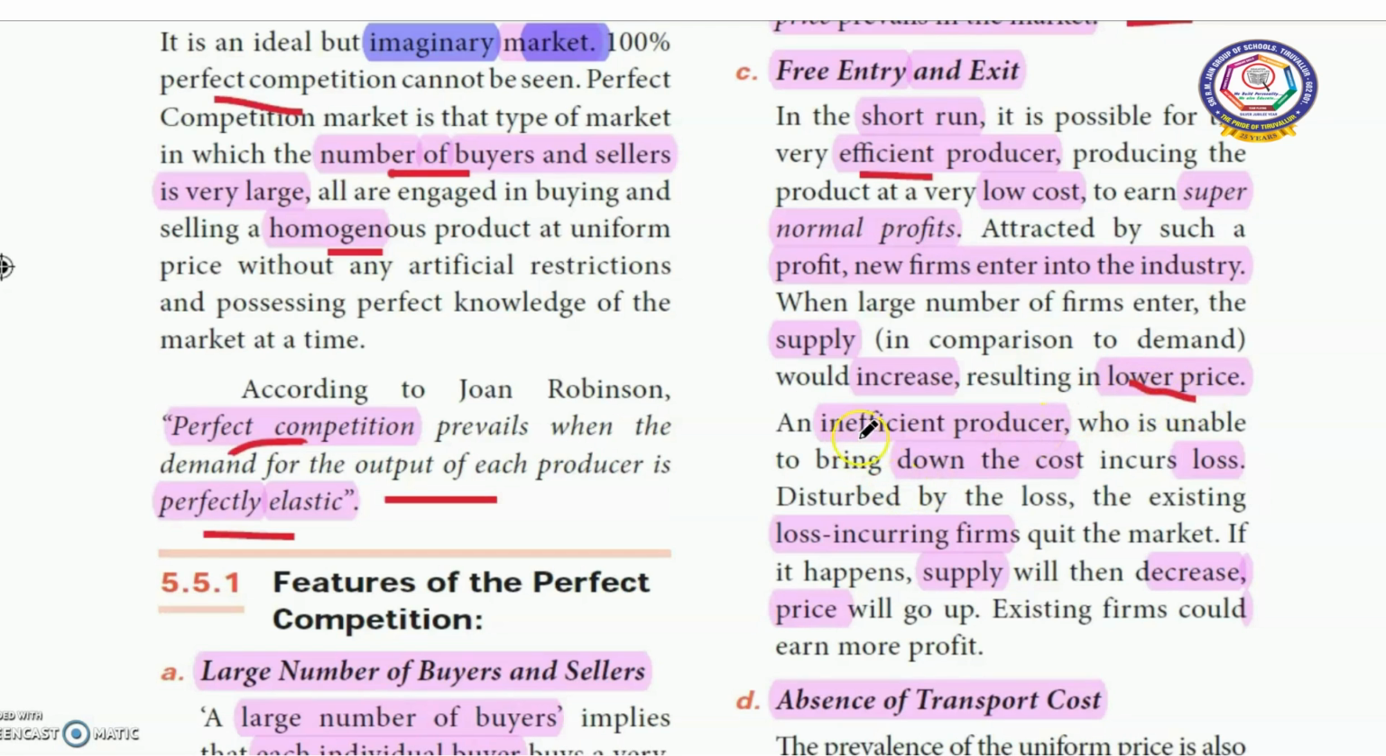If we take an inefficient producer, the condition will be vice versa: he is unable to bring down the cost and has to incur loss. Disturbed by the losses, loss-incurring firms will quit the market. Automatically supply will then decrease and price will go up. So the existing firms alone earn more profit.